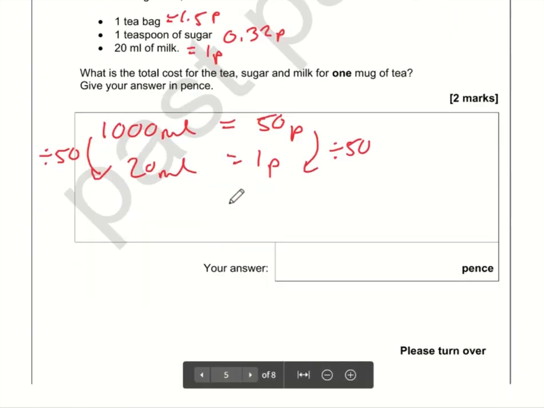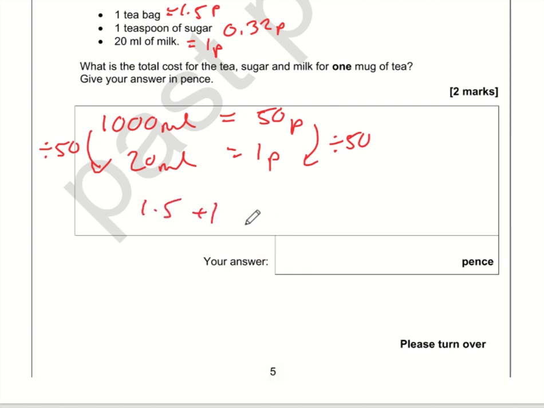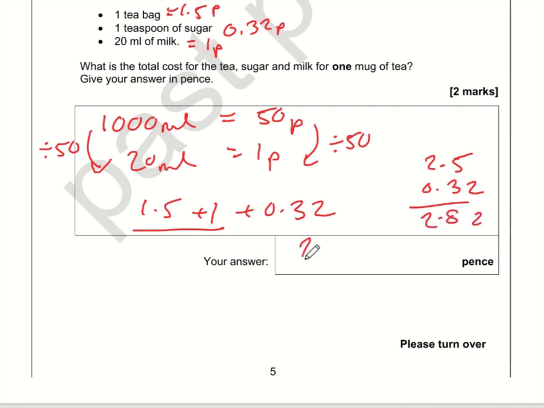So the total cost is going to be 1.5 plus 1 plus 0.32. So that is 2.5 plus 0.32, 2.82. So 2.82 pence. You might want to round it and call that 3p perhaps.